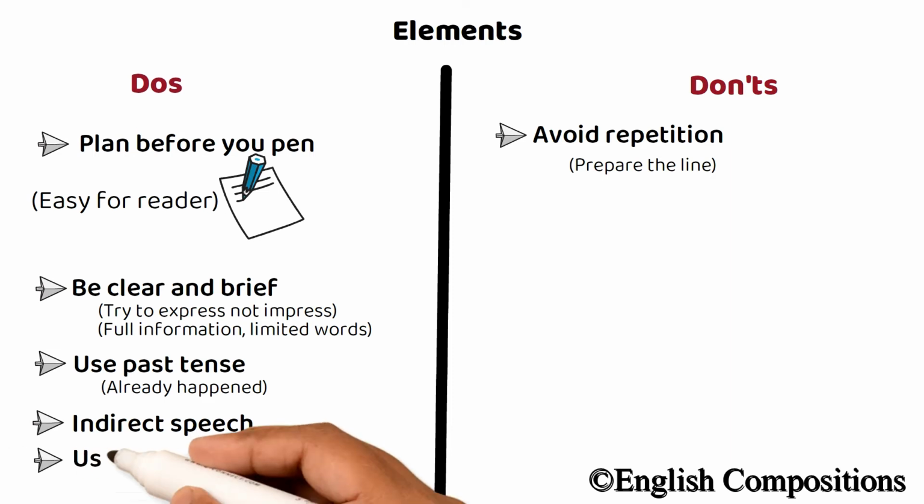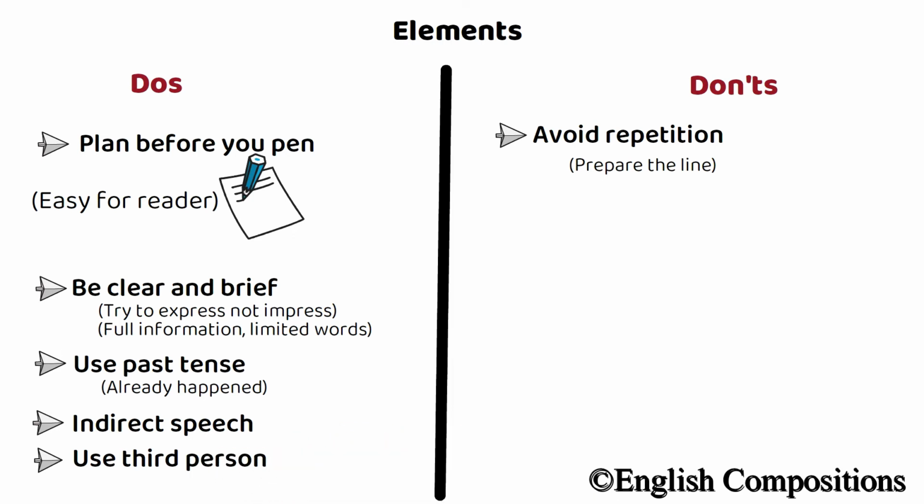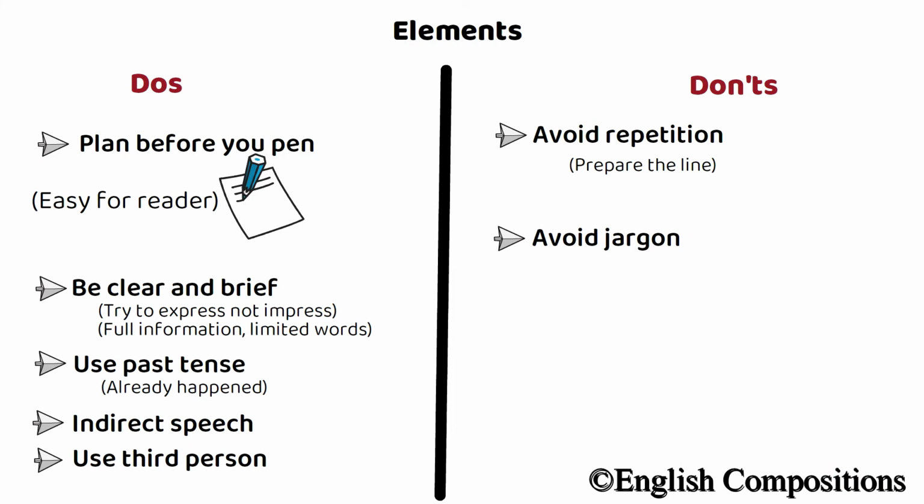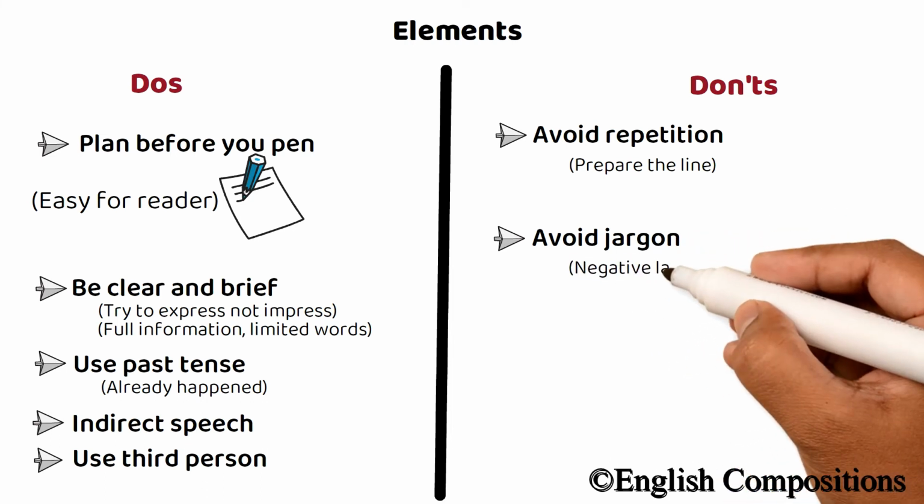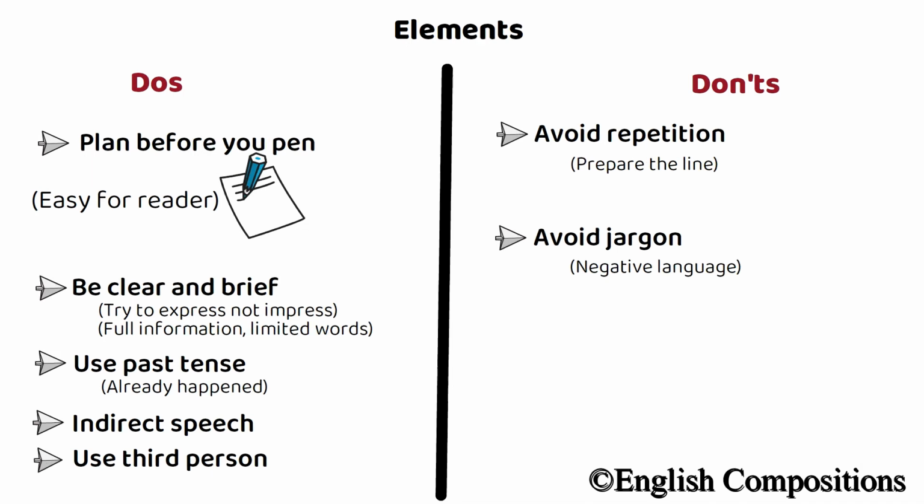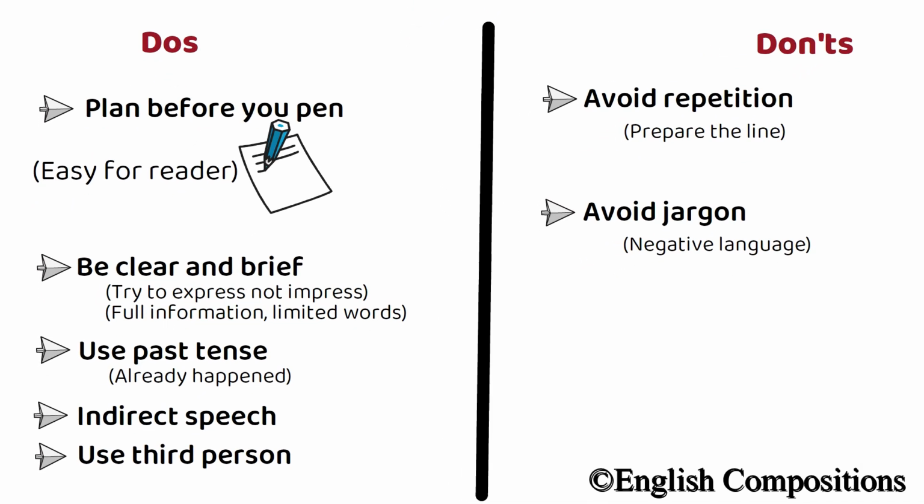Number 6, use third person. Always use the third person during a report. You can't use I, we, you, etc. as a person. And the last one, avoid jargon. It actually means to avoid negative languages or unintelligible languages of your own. So, it's all from the video. These little points will help you to write a marvelous report by your own.